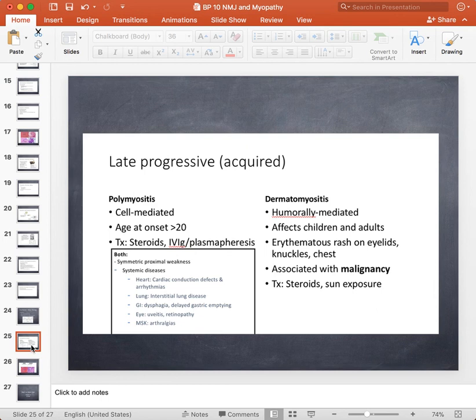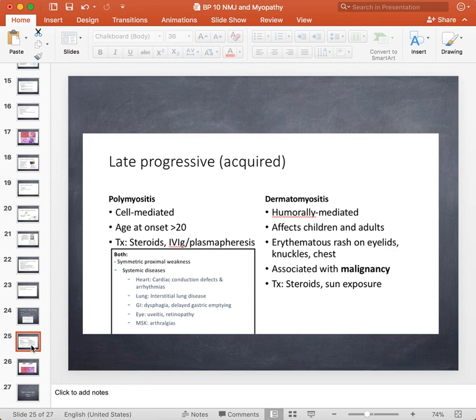And then the related one is dermatomyositis, which is humorally affected, affects children and adults, not just later onset. The way that I oversimplistically think about it is it's polymyositis plus a rash. So these people should have a rash somewhere. The other main difference, though, is that this is associated very, very strongly with malignancy. You always have to go after the potential for them to have a malignancy. And treatment is, again, steroids and avoidance of sun exposure. So you don't promote sun exposure, it's avoidance of sun exposure.